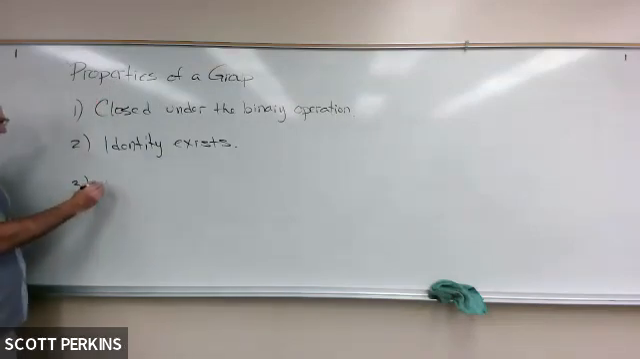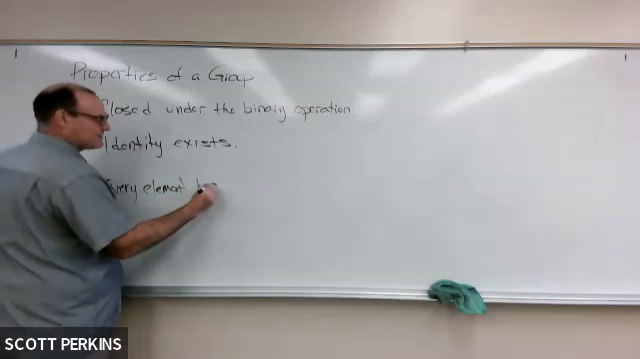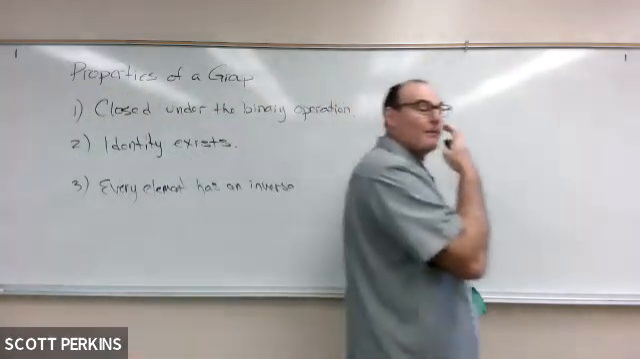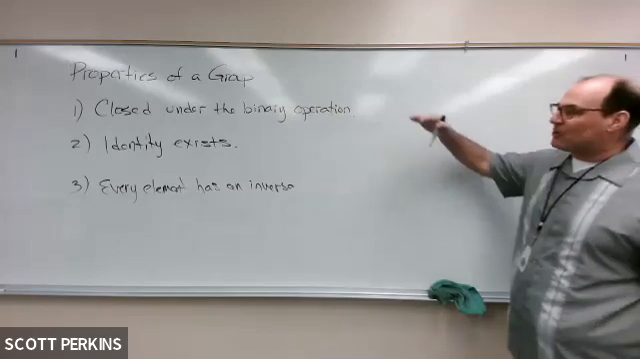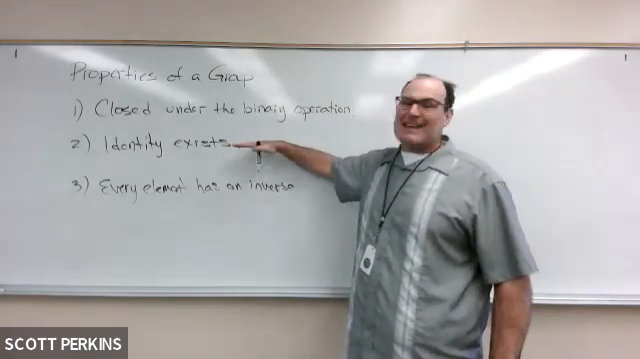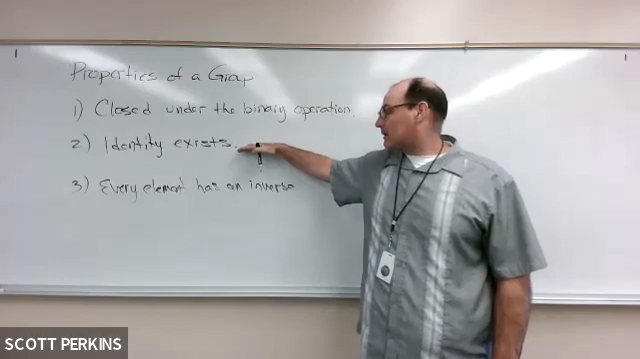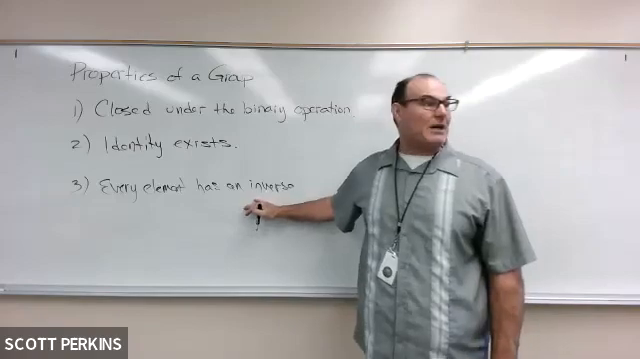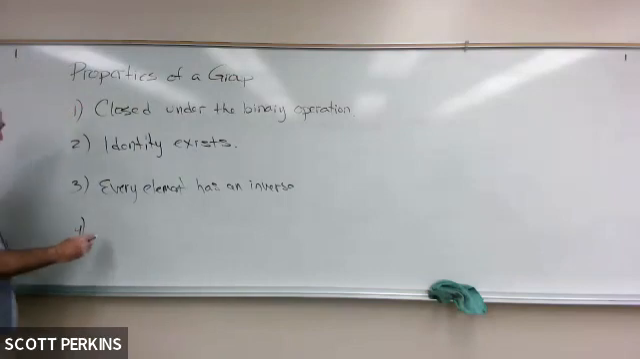The third thing is every element has an inverse. It's just the things that we talked about. We're just kind of formalizing them, gluing them together to make something bigger. So the properties of a group: it's first closed, then you'll identify the identity. If it doesn't have an identity, then you're done. It's not a group. Third thing, every element has an inverse. If there is any element at all that does not have an inverse, you're done. It's not a group. And then the last thing, the fourth thing, is that it's associative.